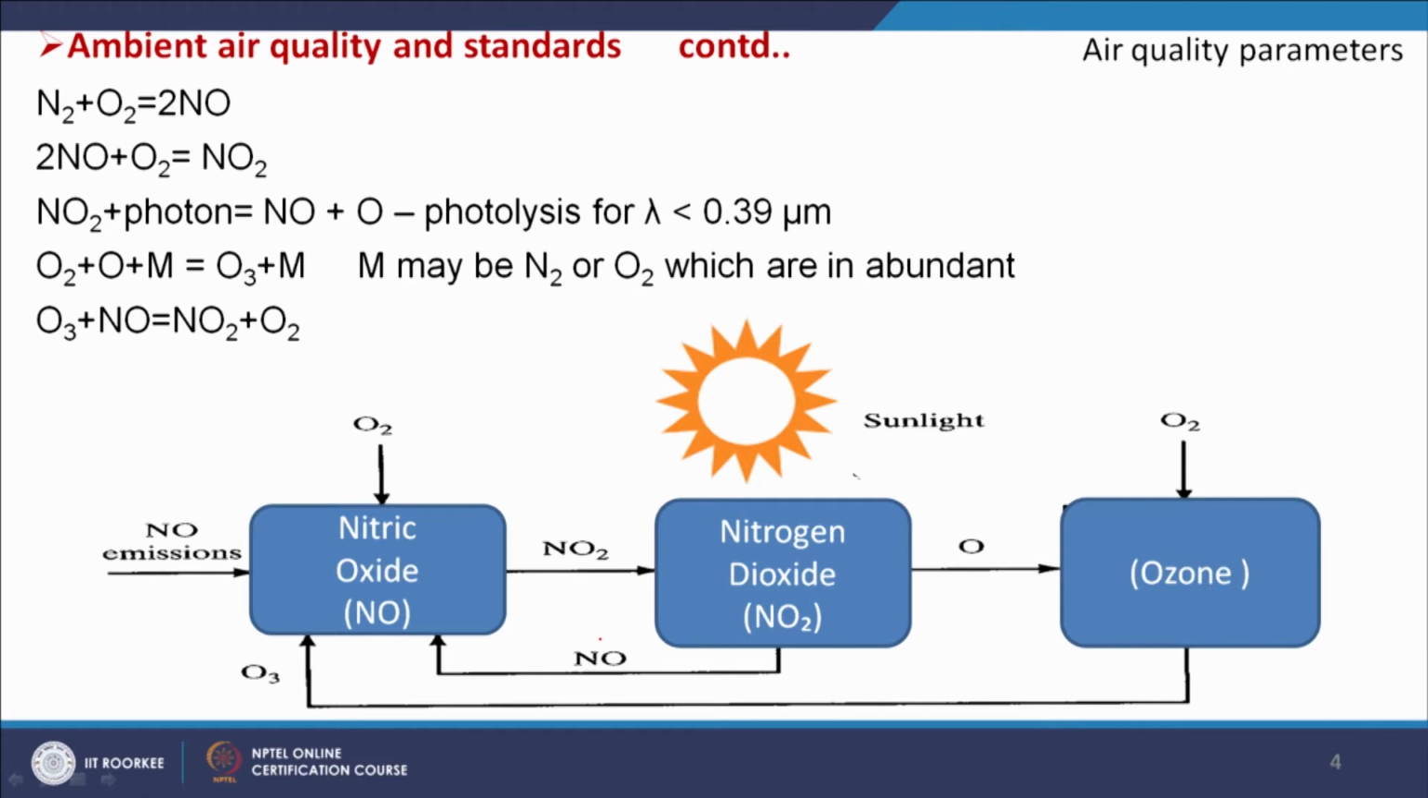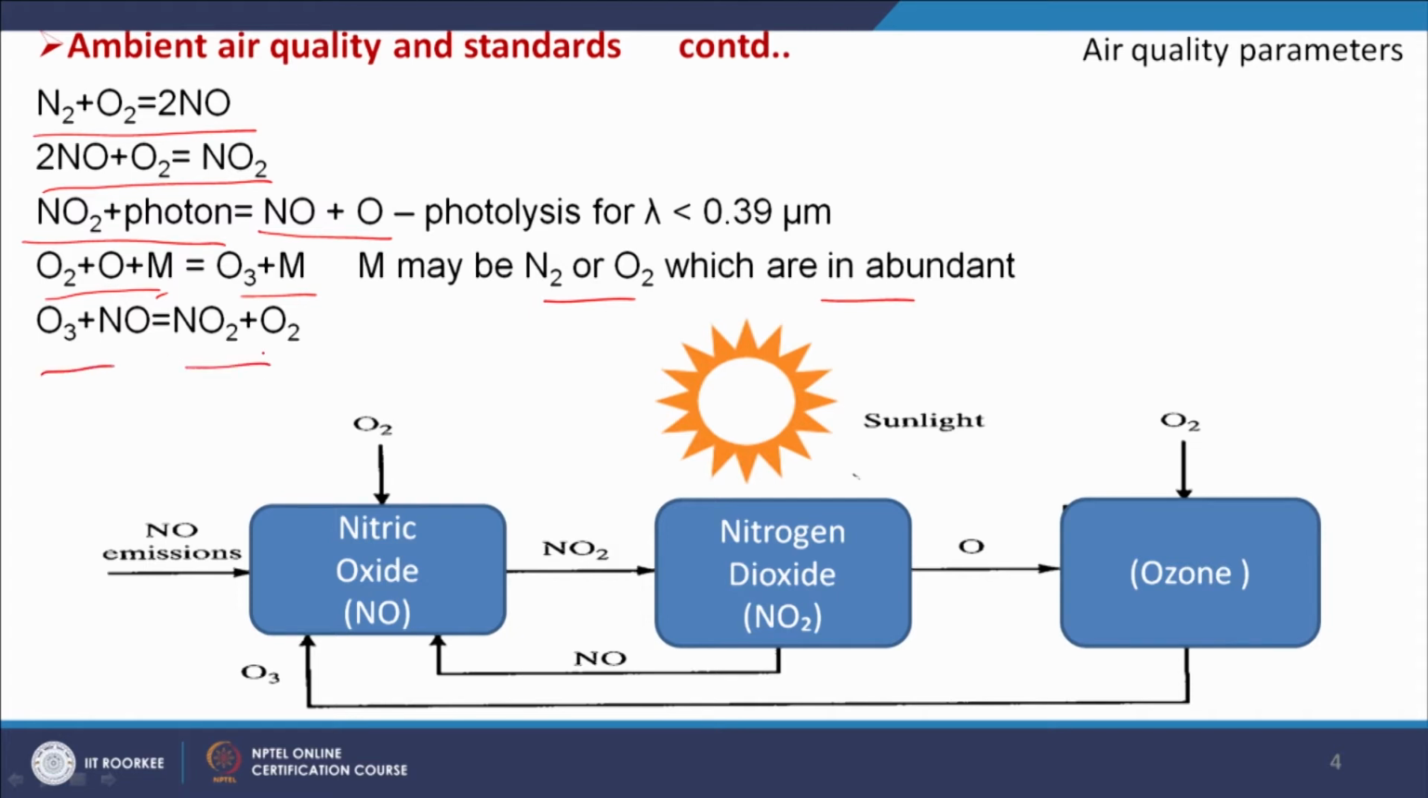Before that, we will see that the concentration of different types of nitrogen oxides in the atmosphere can vary in a day. There are some reactions and conversions of these different types of NOx: nitrogen can react with oxygen and give us NO, and NO can react with oxygen to give us NO2, then NO2 plus a photon from sunlight can give us NO plus O through photolysis, and O2 plus O plus M gives us O3 plus M. M may be N2 or O2, which are abundant, and then O3 plus NO gives NO2 plus O2.